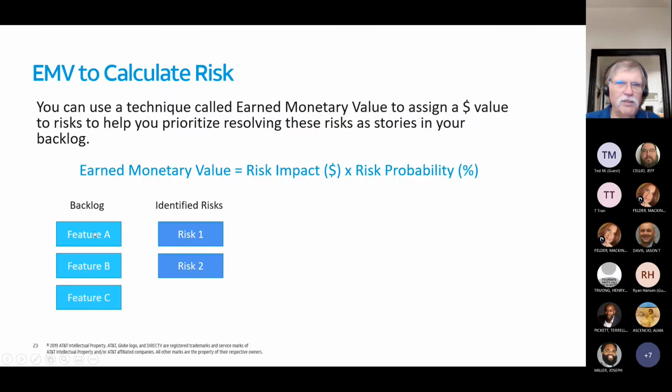So your earned monetary value is going to be what your risk impact is. And if you see things like what happened with Ian, there is well over $1 billion worth of damage that was done. And so you have to be able to plan for that. And also you have to assess the risk probability, the probability that that risk is going to occur. So between the two, that's what you have to plan for.